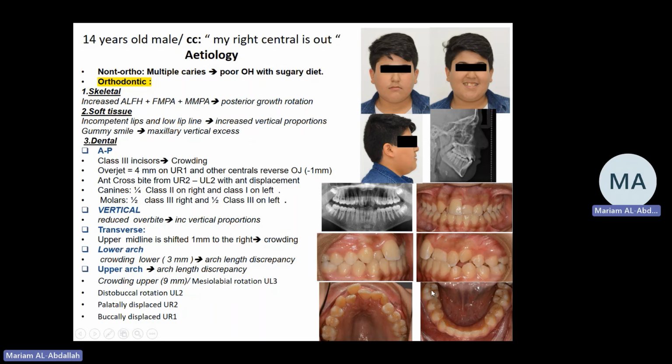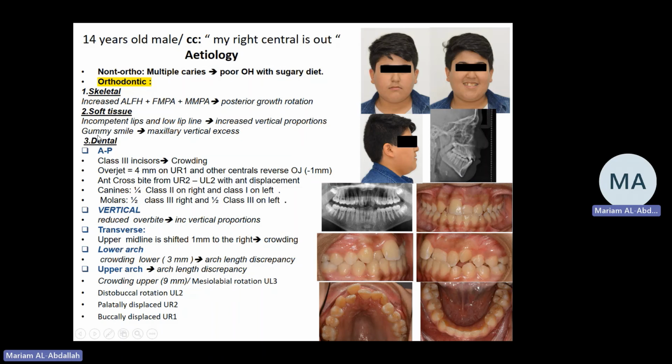It's minimal. Okay. Now, skeletally, as we said, we have an increased Frankfurt mandibular plane angle, maxillomandibular plane angle, and increased lower facial height. Why? Because the patient has posterior growth rotation. You can see the divergence between the maxilla and the mandible. So there is a clockwise rotation if we look at the patient's cephalogram. So there's increased posterior growth rotation, and this is the etiology.